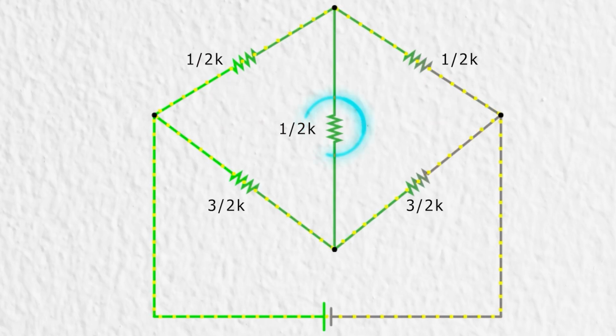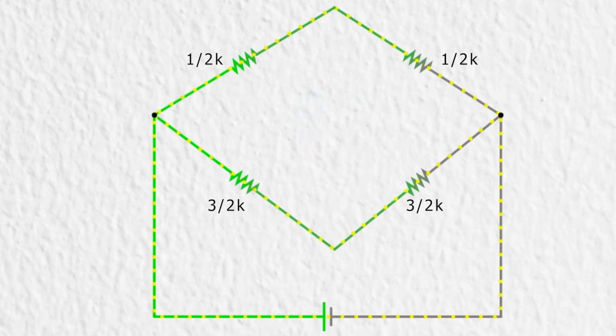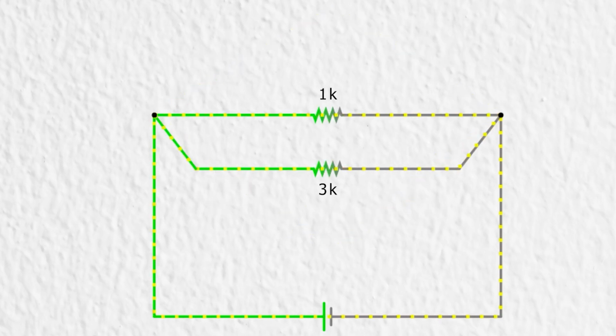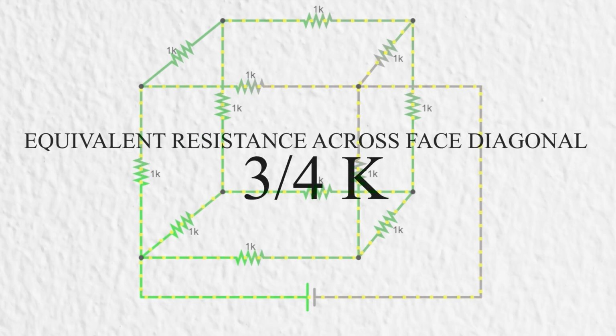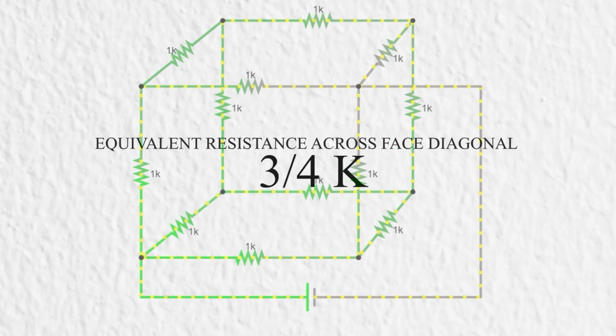Therefore, no current flows through this half K. We can remove this resistor, further simplifying the circuit. Now, half K in series with half K, we get 1 K. Similarly, 3 by 2 K and 3 by 2 K in series, we get 3 K. This 1 K and 3 K will be in parallel, thus we get 3 by 4 K. Therefore, the equivalent resistance across the face diagonal will be 3 by 4 K.